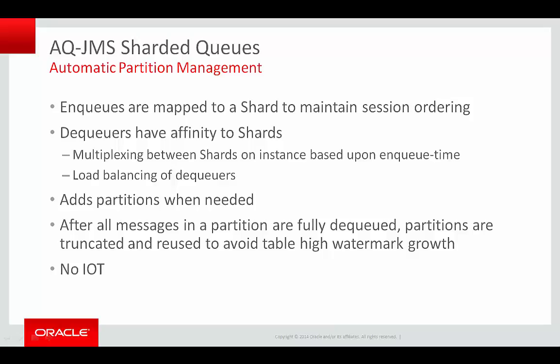Now, the partitions themselves, we manage that automatically as well. We add the partitions when needed. Partitions can be reused. They can be truncated. And we do this all automatically to get the best performance. After all the messages in a partition are fully dequeued, we can truncate the partitions, and this avoids the table high watermark growth. And this is one of the things that we optimize for IOTs in 11G, because in there we had to periodically coalesce the index. Well, we don't have to do that when we truncate a partition, because that gets rid of the coalescing type problem. And once again, we use partition tables. We don't use IOTs. And we don't use a regular B tree here to maintain the ordering.